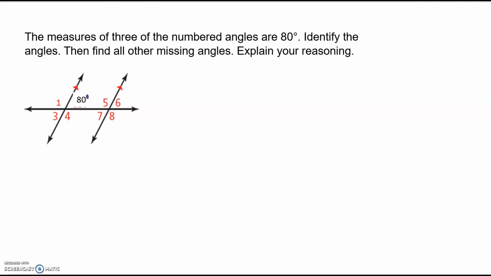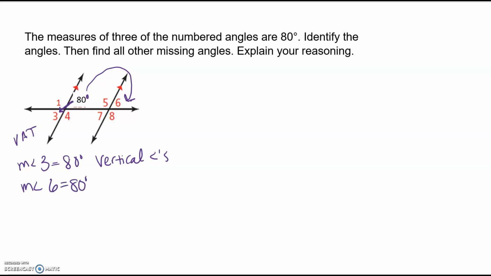So I have 80 degrees right here, and I want to know which other numbers would also equal 80 degrees. We know that right across from that is a vertical angle. So the measure of angle 3 is 80 degrees because of our vertical angles. Remember, across from each other, those are equal. Vertical angle theorem. We also know that the measure of angle 6 is 80 degrees.